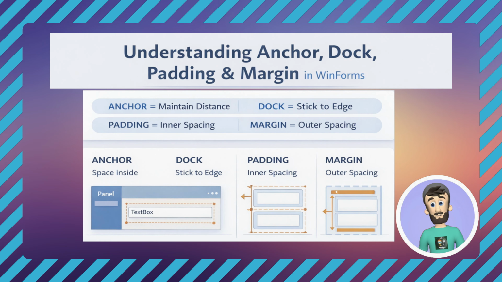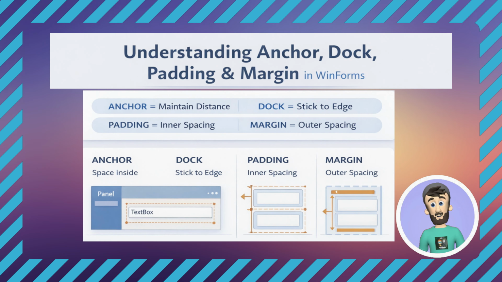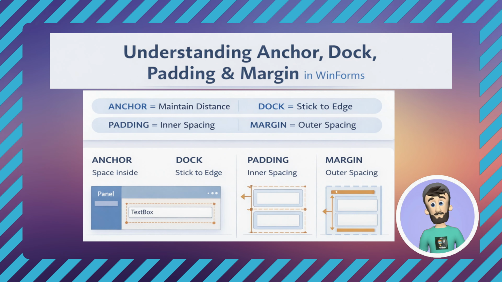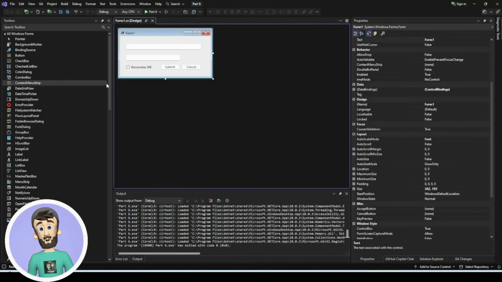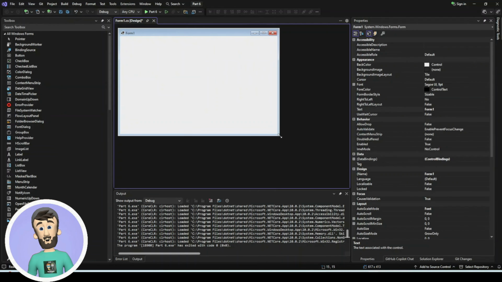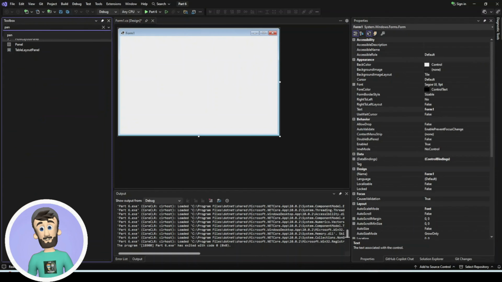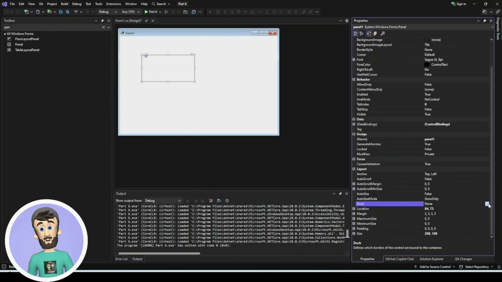Once you combine these four properly, WinForms stops feeling old and starts feeling intentional. And that's the moment your UI goes from "it works" to "this actually looks good." Alright, now it's your turn. Let's actually use what we've learned and build a simple layout on our own. We've talked about anchor, dock, padding, and margin, now it's time to put them into practice.